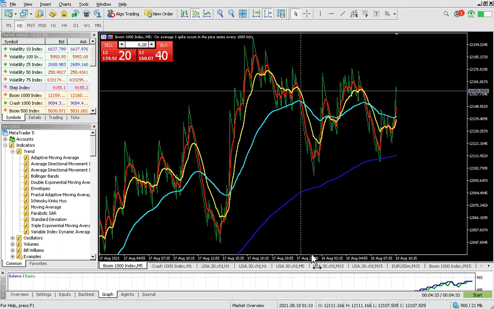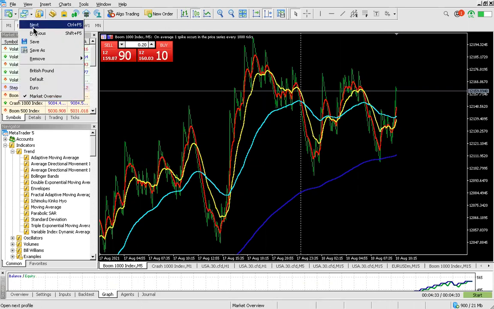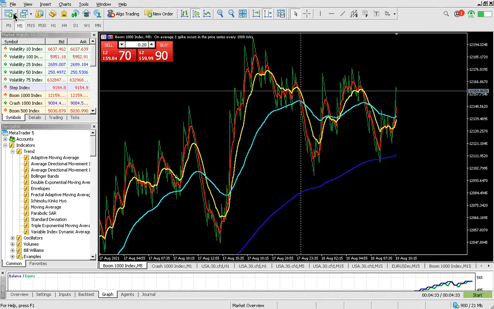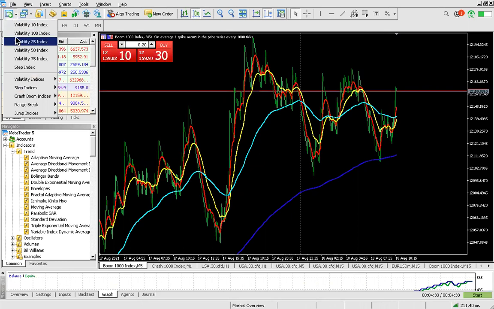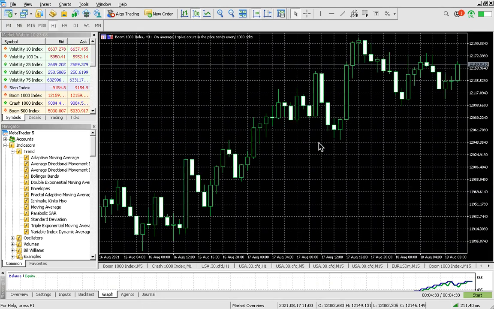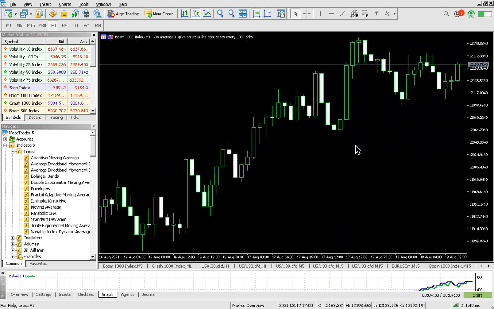Zoom in. Okay, so let me just create a new chart here, Boom 1000. Your chart usually comes like this. For you to remove the grid or these square boxes, you press Control and click on G. So your chart becomes a little bit clearer.